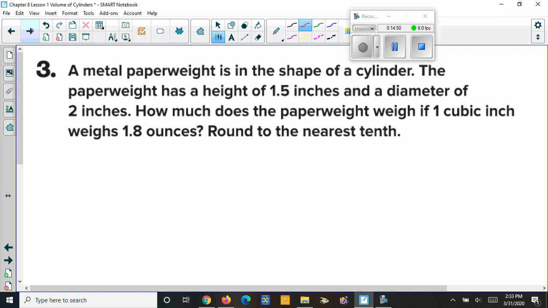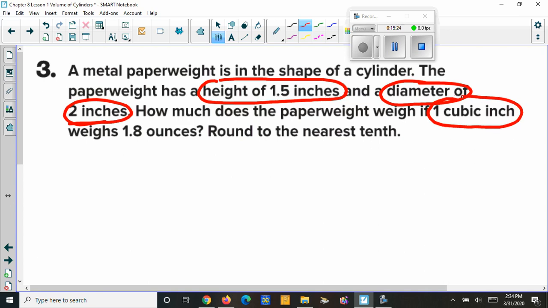Example 3. A metal paperweight is in the shape of a cylinder. All right, so again, working with the same shape. The paperweight has a height of 1.5 inches and a diameter of 2 inches. How much does the paperweight weigh if 1 cubic inch weighs 1.8 ounces?